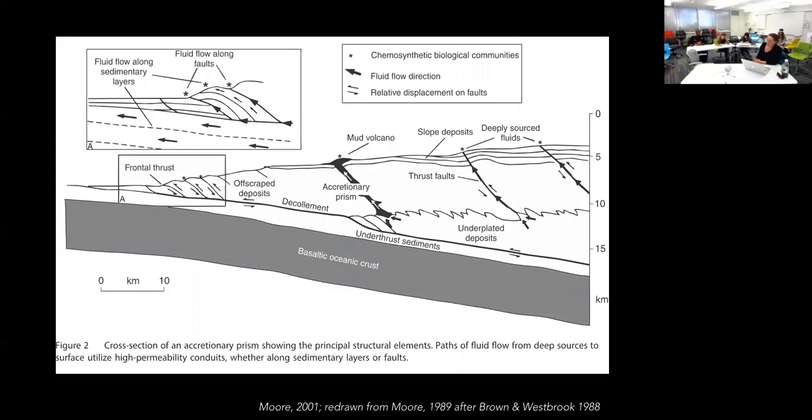Obviously it depends on the local thermal regime, at what depth that will happen, and it depends on how much organic content is in those sediments. It also depends on how much, what else does it depend on?